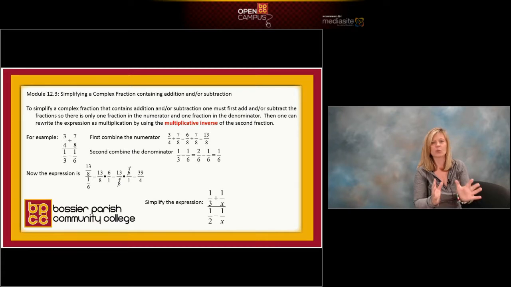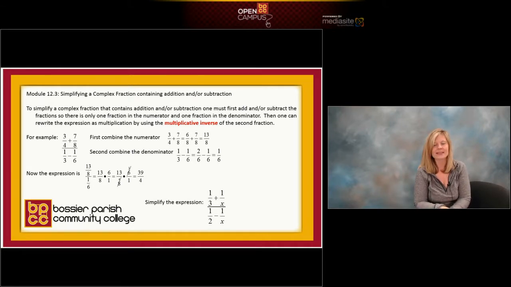So if you look, I started with arithmetic. Here's a complex fraction in arithmetic: 3/4 plus 7/8 divided by 1/3 minus 1/6. And that's truly complex. You have 2 fractions in the numerator, in the top, and you also have 2 fractions in the denominator at the bottom. And there is a division bar across, which means division.